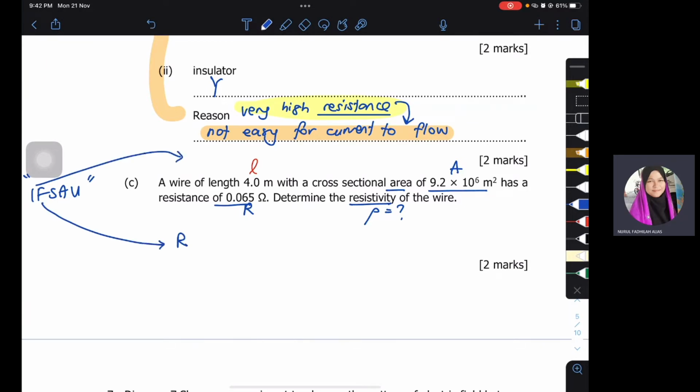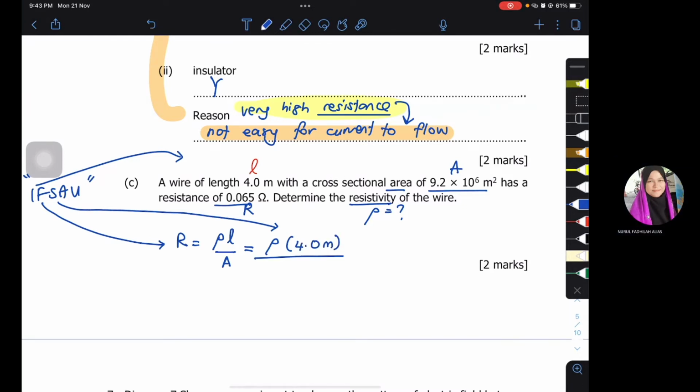I information you dah tulis. R equals to rho L over A. You must write formula. Wajib. Wajibkan diri. And then substitute correctly. So what's rho? Oh, rho is the one that what we want. So you can write rho kat sini. And substitute. And L. Do you know L? Yes. 4 meters. Right with the unit. Area. Do you know area? Yes. 9.2 times 10 to the power of 6 meters squared.